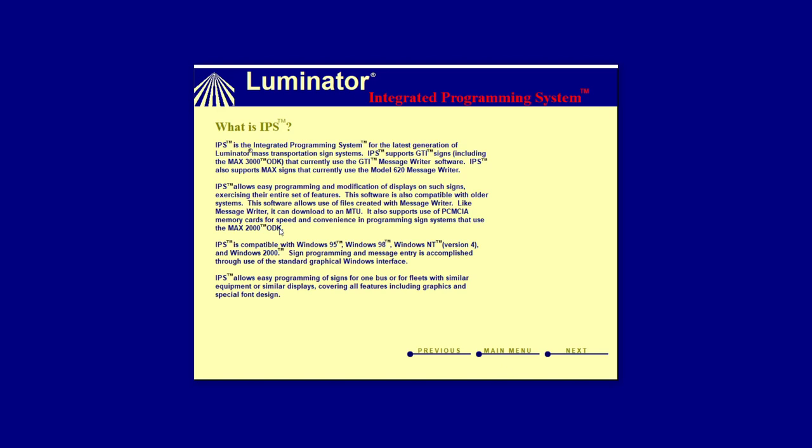The Max 2000 also has an MCU port, usually to the right of the ODK. And when programming, you'll take an MCU, which is like a yellow briefcase looking thing, plug it into the MCU connector, and then do sign updates that way. Another difference is that the Max 3000 ODK holds its sign memory in the physical ODK itself, and the Max 2000 ODK holds sign memory in the front head sign.